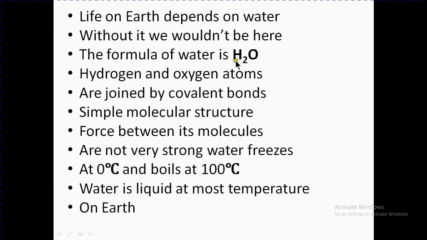So here the two hydrogen atoms and one oxygen atom are bonded to each other with the help of covalent bonds. What is the meaning of covalent bond? Sharing of outermost electron or valence electron. Water has a simple molecular structure, so the forces between its molecules are not very strong. Water freezes at 0 degrees Celsius and boils at 100 degrees Celsius. Water is liquid at most temperatures on Earth.